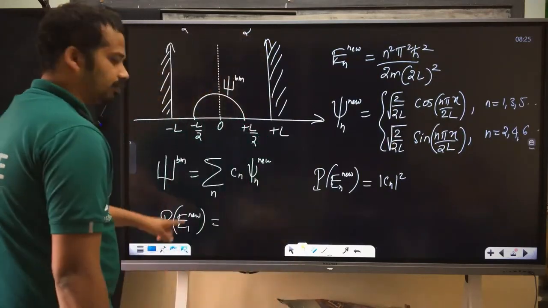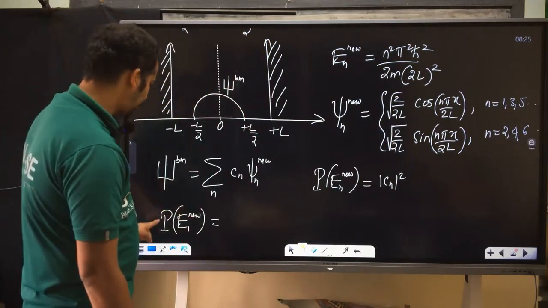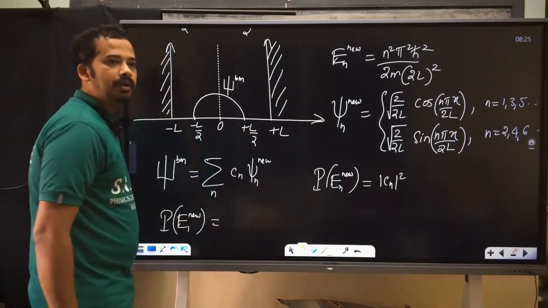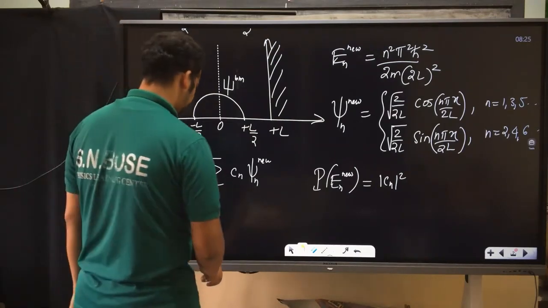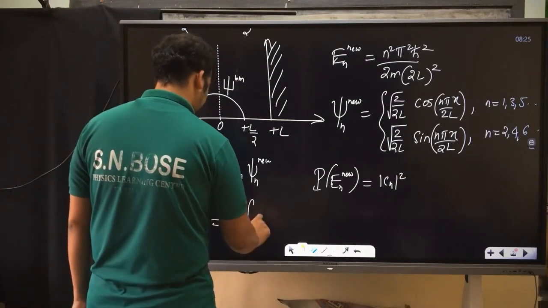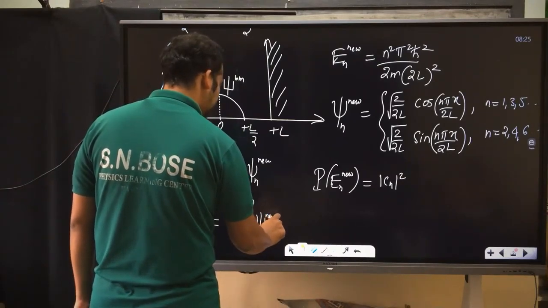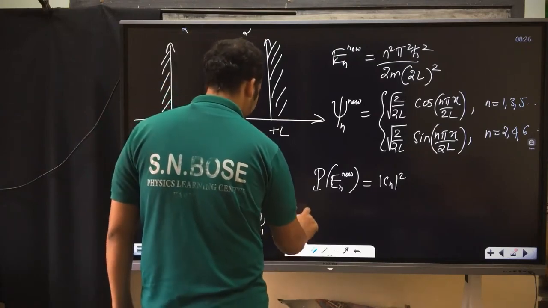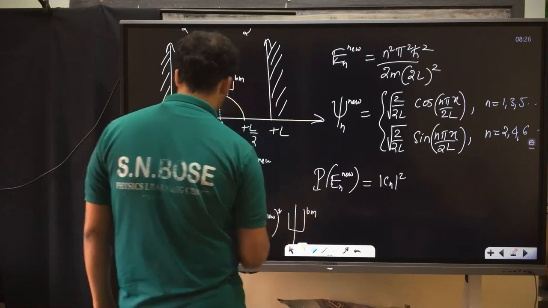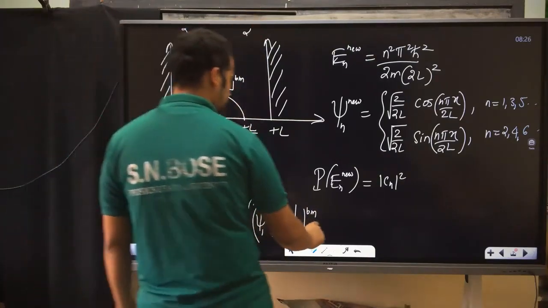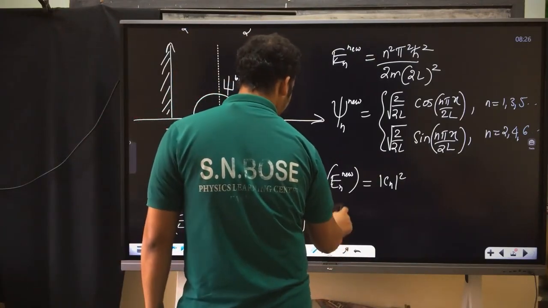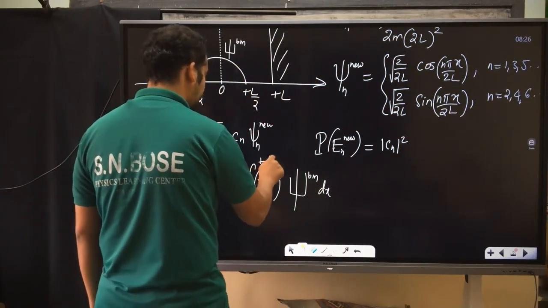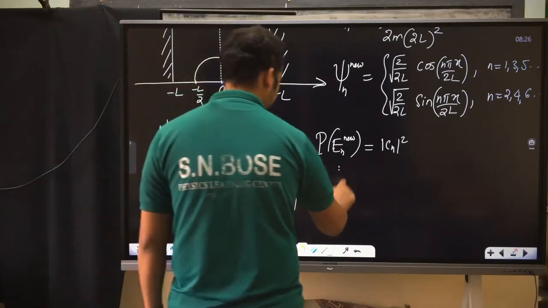The probability of getting E1 nu is equal to mod C1 square. Now, I will not do the problem like this. What will I do? The integral of psi 1 nu star, where psi 1 nu is the state after the measurement, times the state before the measurement, psi bm, that I have mentioned over there, into dx. What is the integral range? Minus L to plus L. This is the full range of interest, then the mod square.